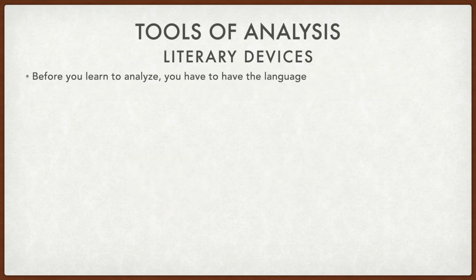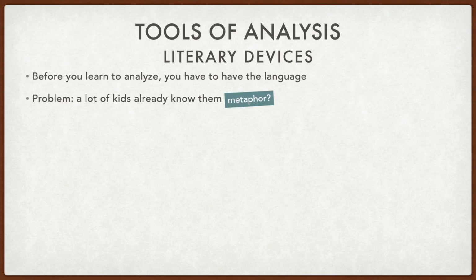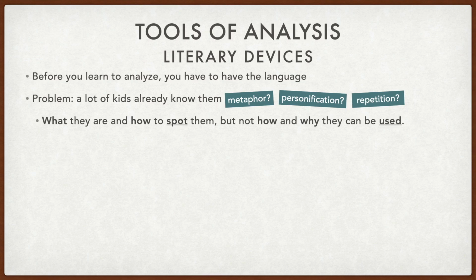Before you learn to analyze, you kind of have to learn the language, right? Here's the thing. Most kids at this age, if you are the target audience, you probably already know a lot of literary devices. You might not know that's what they're called, but you know them. Everybody knows what a metaphor is or personification or repetition. These are all very common things that kids are taught, right? Kids learn what they are and how to spot them, maybe how to write them, but maybe not in what ways they can be used or why they're used, right? They just know, okay, here's an instance of repetition without really telling you what the effect is or why they use them, right?